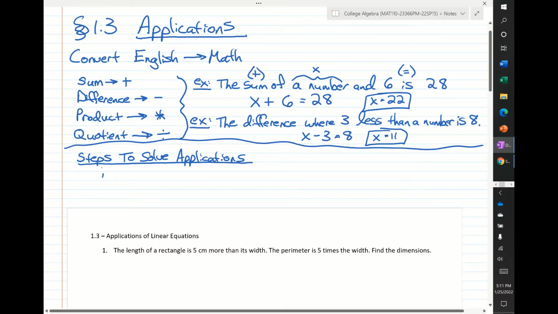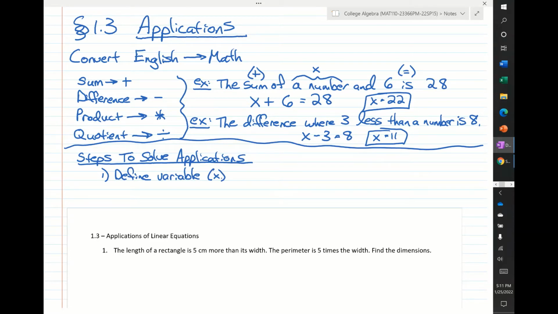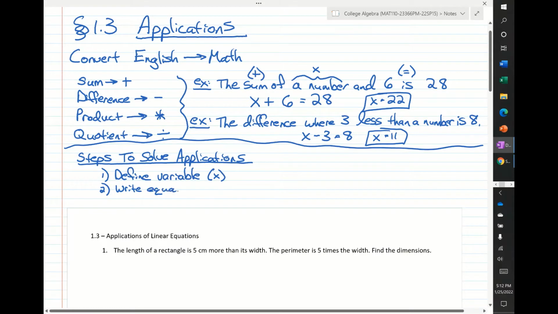The first step is we have to define our variable. Typically, we use x for that. You have to know what x is in order to formulate that equation. The second step is we write our equation. And then the third step is we solve.